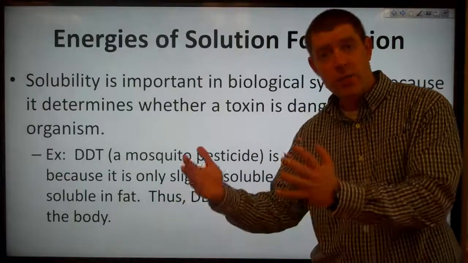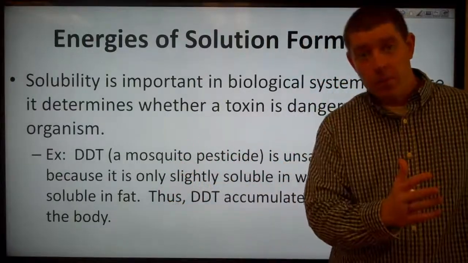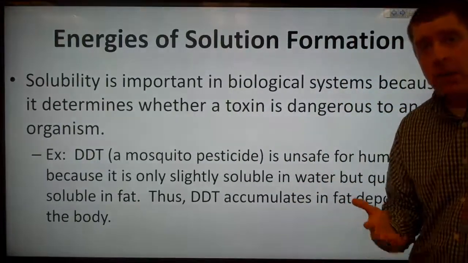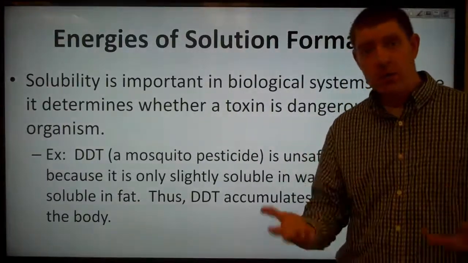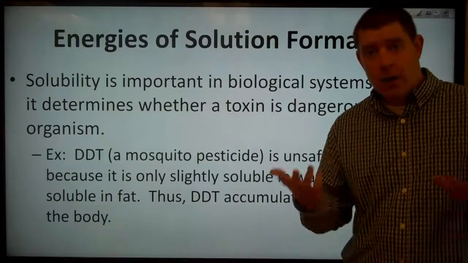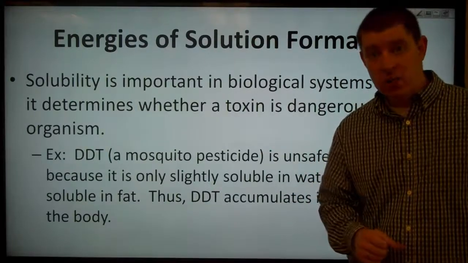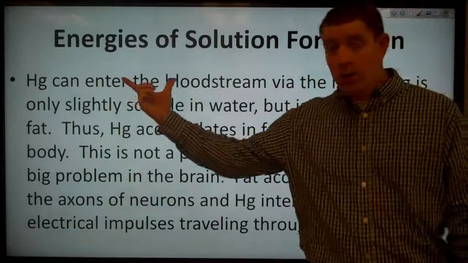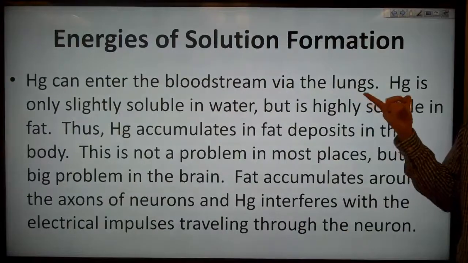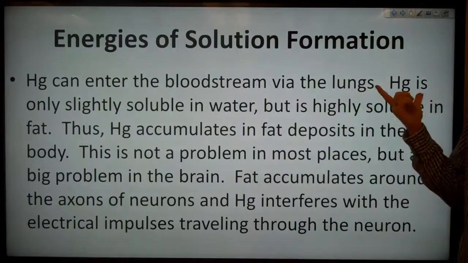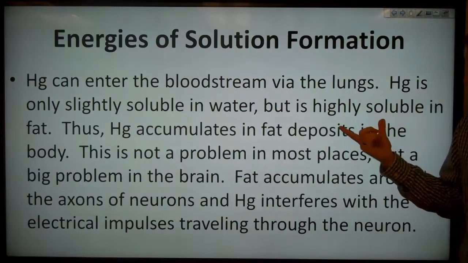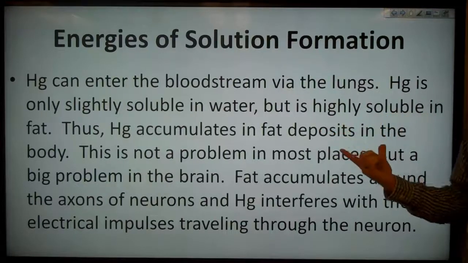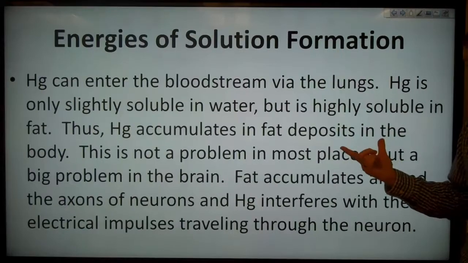It's much less likely to move out of the fat back into the blood, because it's significantly less soluble in the blood. That means that over time, DDT accumulates in the fat deposits in your body, and it can build up to dangerous levels and cause problems in your body. Similarly, mercury can enter the bloodstream via the lungs. It's only slightly soluble in water, but very soluble in fats, which means that mercury accumulates in the fat deposits in your body just like the DDT does.